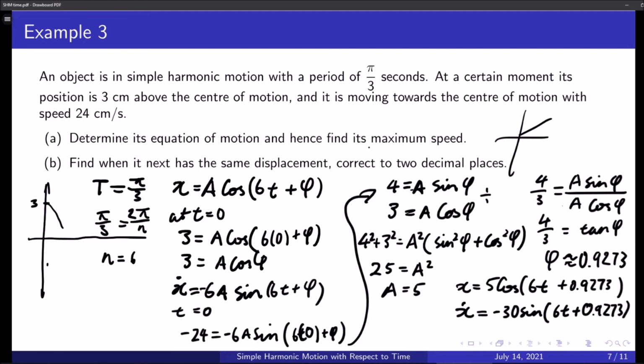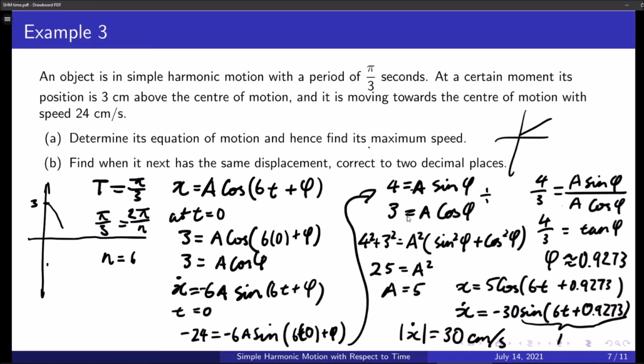And of course, the last one, maximum speed. Maximum speed occurs where this portion equals 1. So maximum speed is basically just the absolute value of our maximum velocity, so it equals 30 centimeters per second. And that's it. Now, let's look at the next part.